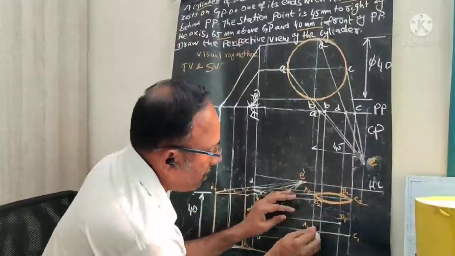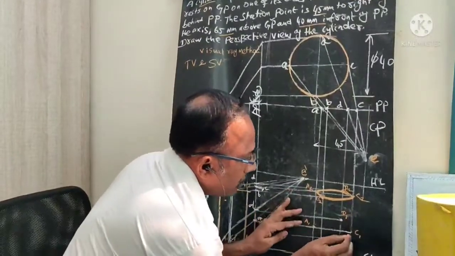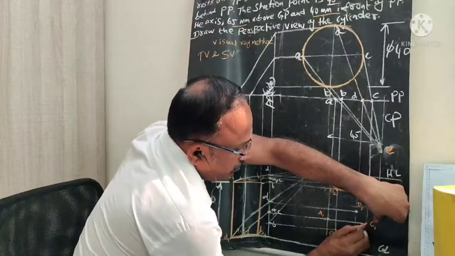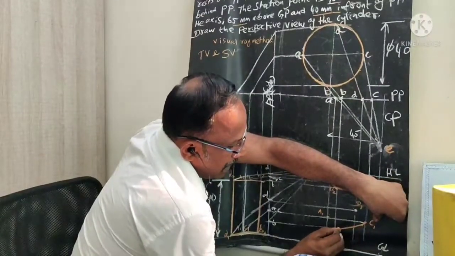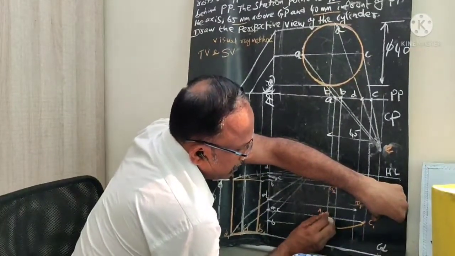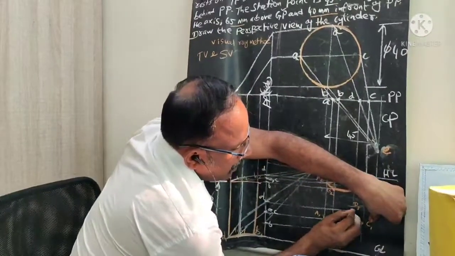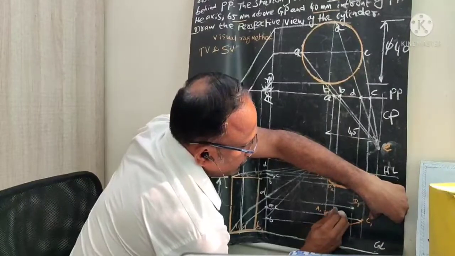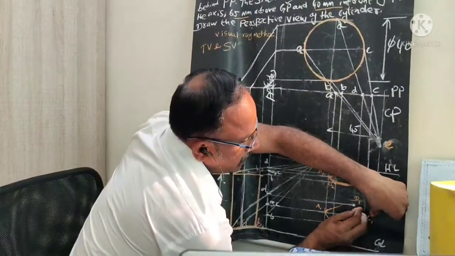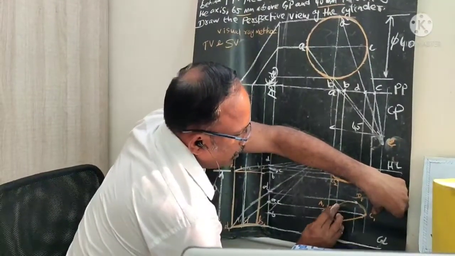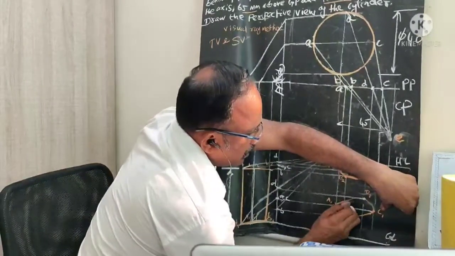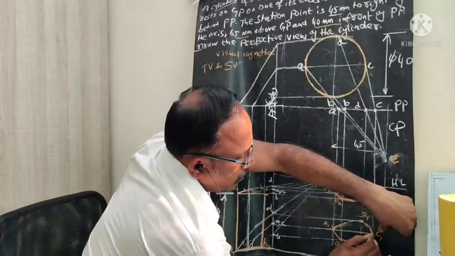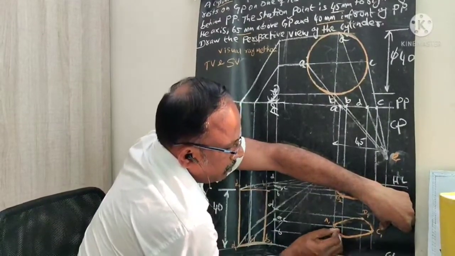For the bottom surface I have A, B, C, D. Only this A, B, C we need to draw because these portions are fully visible. And this A, B we need to draw as a dotted line, because it is on the rear side, invisible. So I drew this. This is the bottom.